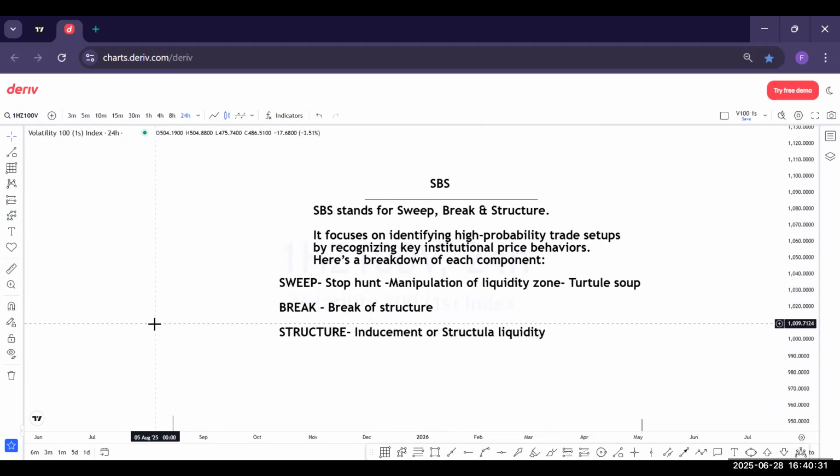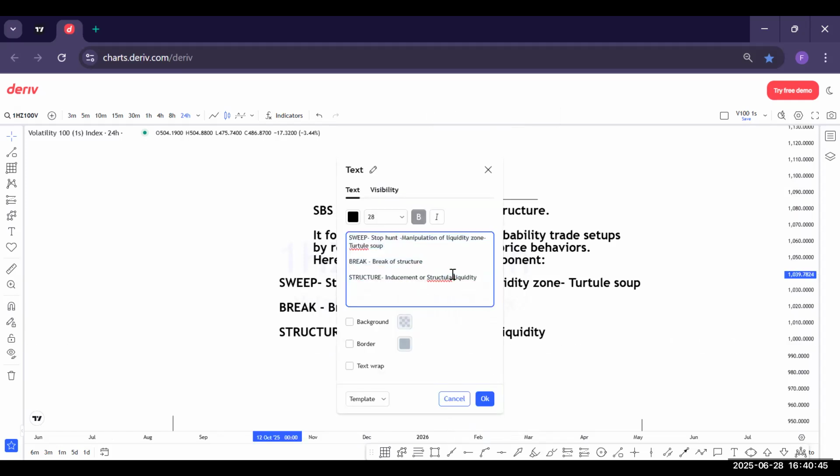Now, let's talk about the structure. Structure at this time, or inducement, right? We call it SBS or SBI, however you want it. Structure here is called the inducement, or the structural liquidity.